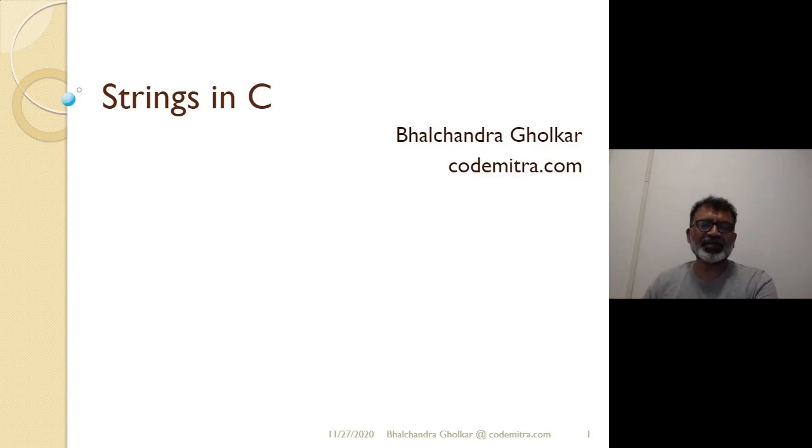So yesterday we started strings in C. A string is basically an array of characters terminated by \0. That is how a string is defined. I will repeat: a string is an array of characters terminated by \0. So \0 is a terminating character, and it is the character used when you manipulate the string.